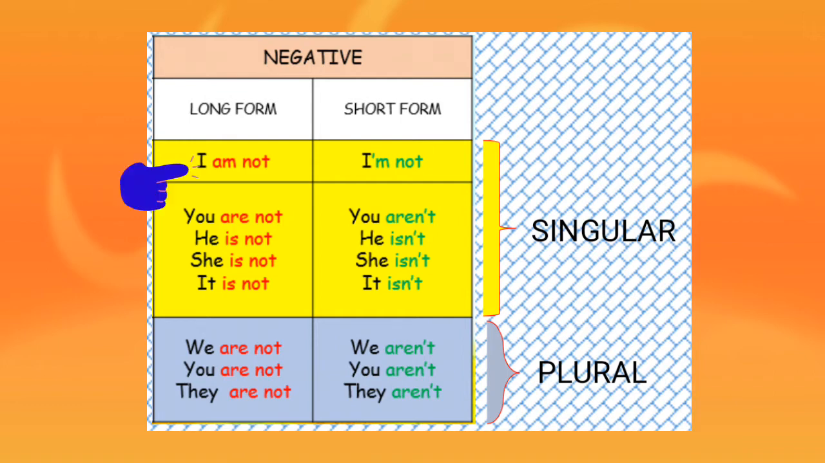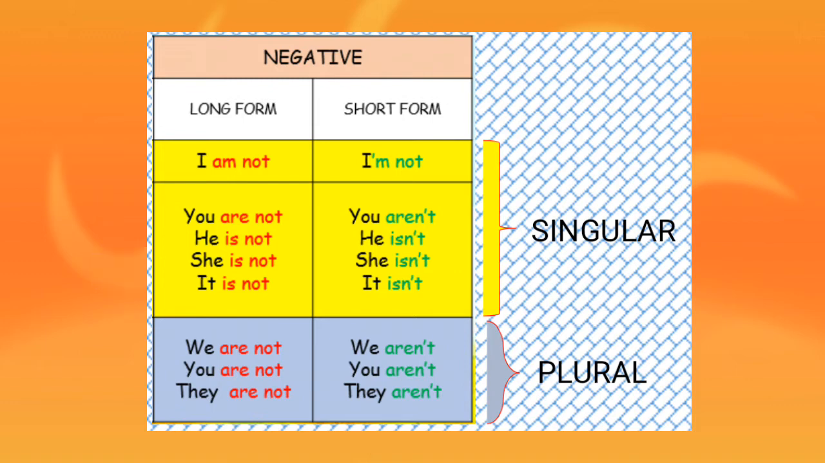For example, I am not. Short form, I'm not. You are not. You aren't. He is not. He isn't. She is not. She isn't. It is not. It isn't. So these are the examples of negative sentences in singular form.